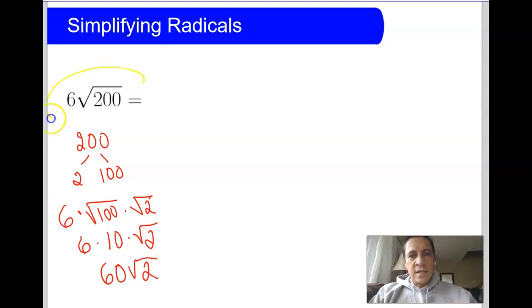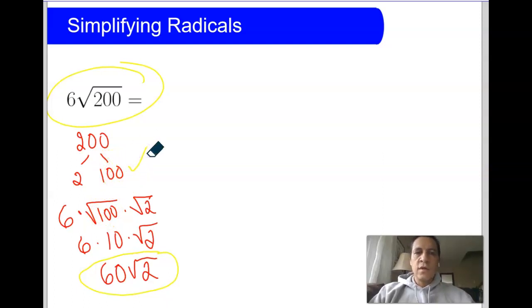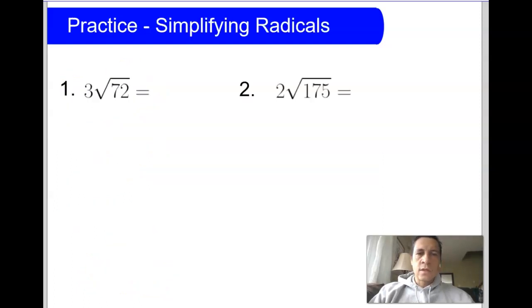And again, get a calculator. Find the square root of 200, multiply it by 6. Find the square root of 2, multiply it by 60. You will get the same number. Notice that I used that perfect square 100, but you could have broken this down further and found all the prime factors. You would have ended up with the same answer. All right, here are a couple for you to practice on your own.